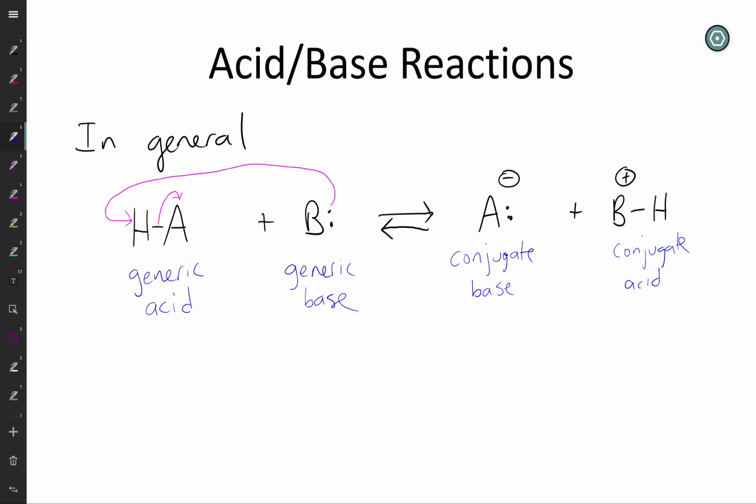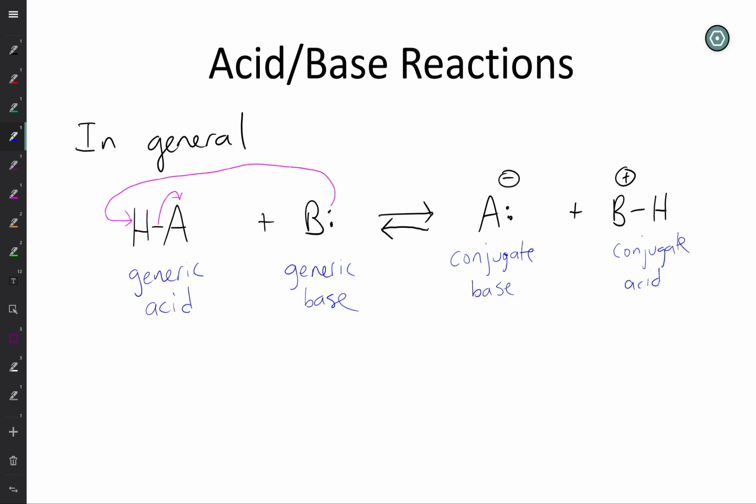So I say that this is a general form because this reaction can happen in lots and lots of different situations. Essentially, any molecule that has a hydrogen in it could, in theory, act as an acid. But most of them don't act as an acid, at least under normal circumstances. So a lot of what we need to parse out is figuring out, okay, what kind of things will act as acids, what kinds of things will act as bases, and when will these reactions happen?